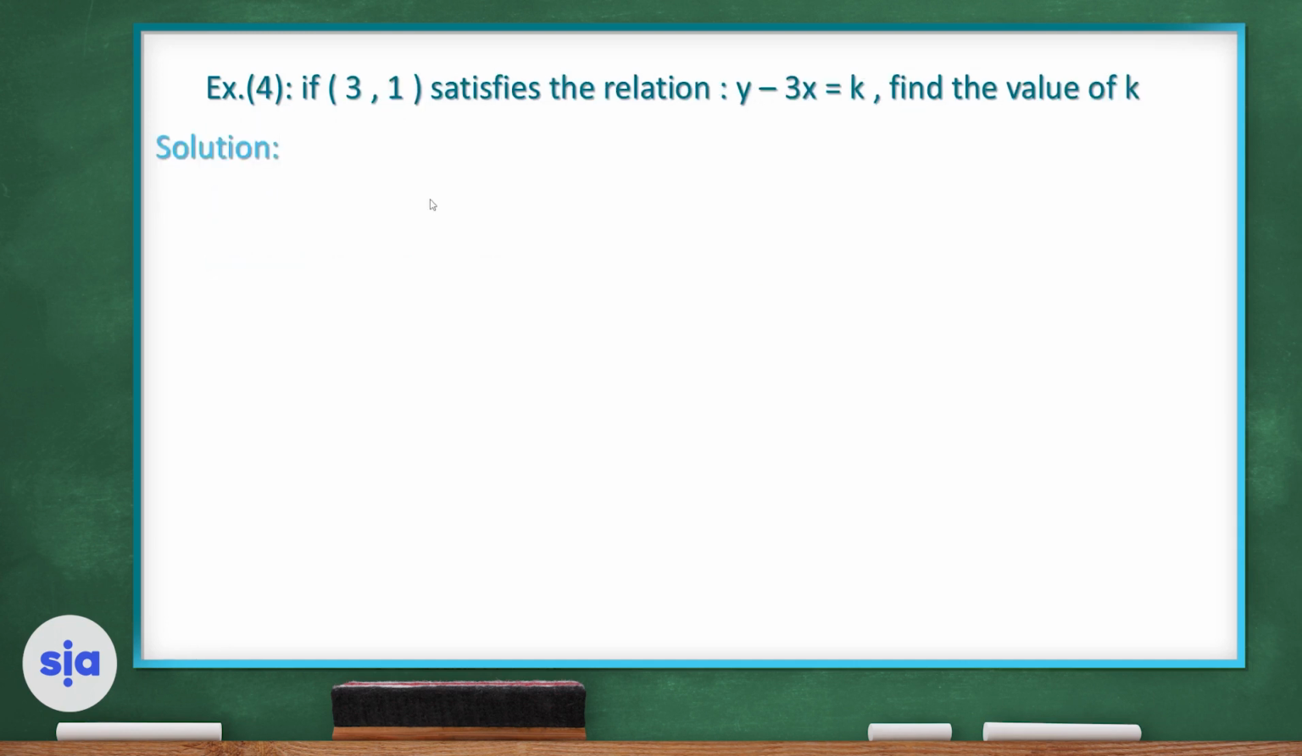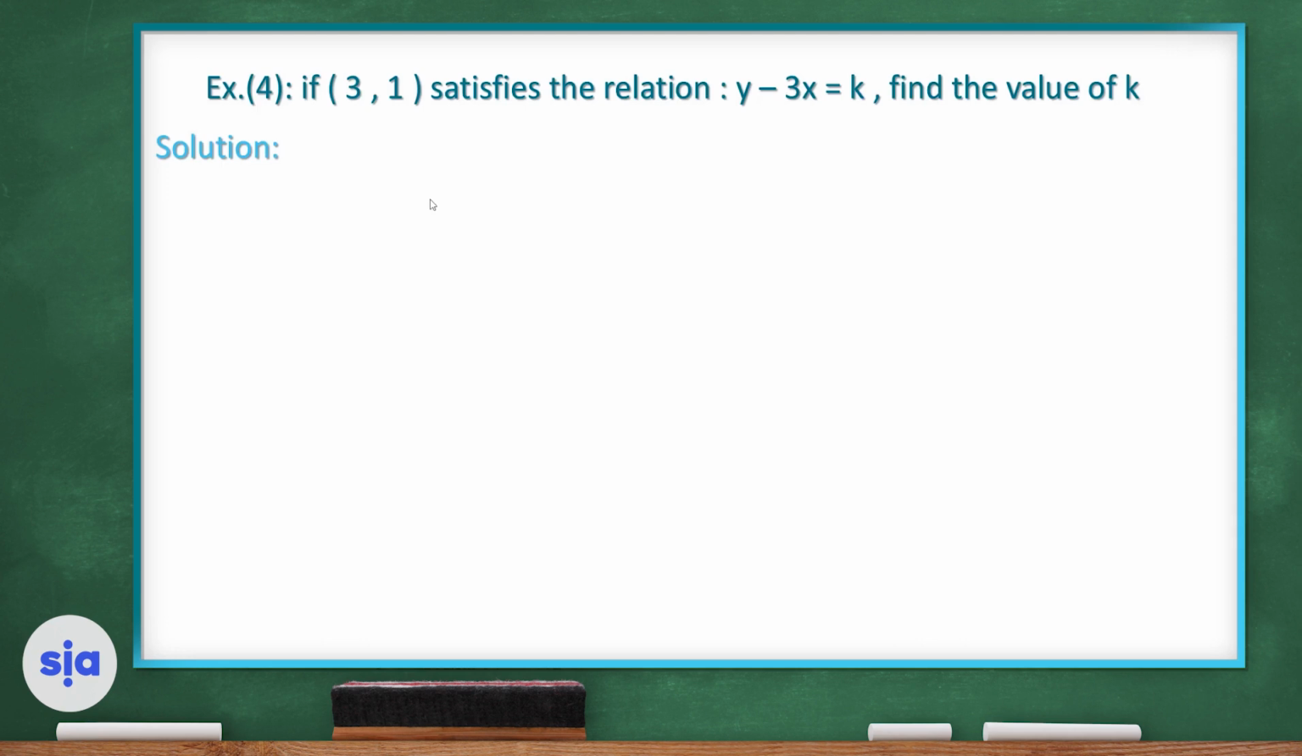Exercise number 4. If (3, 1) satisfies the relation y minus 3x equals k, find the value of k. Again, we're repeating, whenever you have an ordered pair, you can easily replace the two values in the ordered pair, x and y, in the equation. So we're going to do this by replacing x and y in the equation to find the value of k.